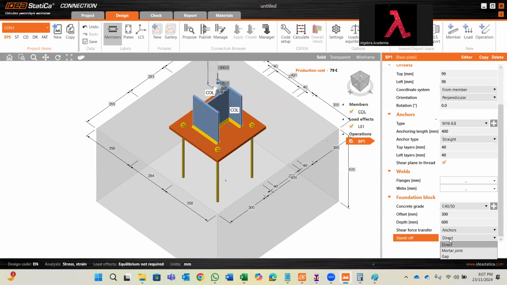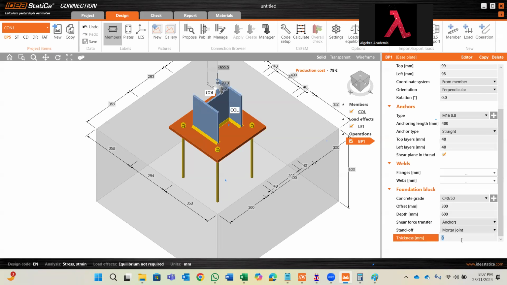And standoff, there are three kinds of methodology in terms of practicality. Below the base plate, either you will go for grouting, which is a mortar joint, or you can leave the gap. Okay, or you can keep it direct. No one is going to do it, right? So below the base plate you will have a minimum of 25 to 30 millimeters of grouting. I mean, okay, I'll go with the mortar joint.